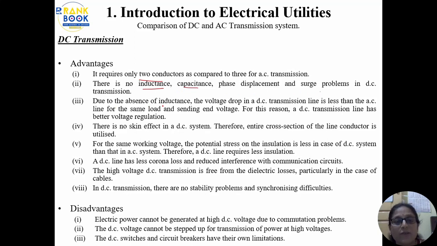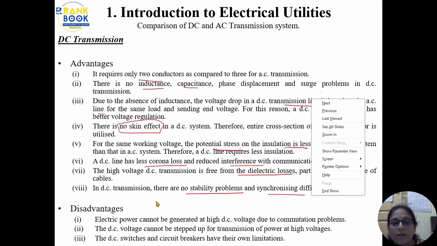And due to absence of inductance, the voltage drop in DC transmission line is less than AC line, and there is no skin effect. So for the same working voltage, the potential stress on the insulation is less, and a DC line has less corona loss and reduced interference with communication circuits. And high voltage DC transmission is free from dielectric losses, and there are no stability problems, and synchronizing difficulties are absent.